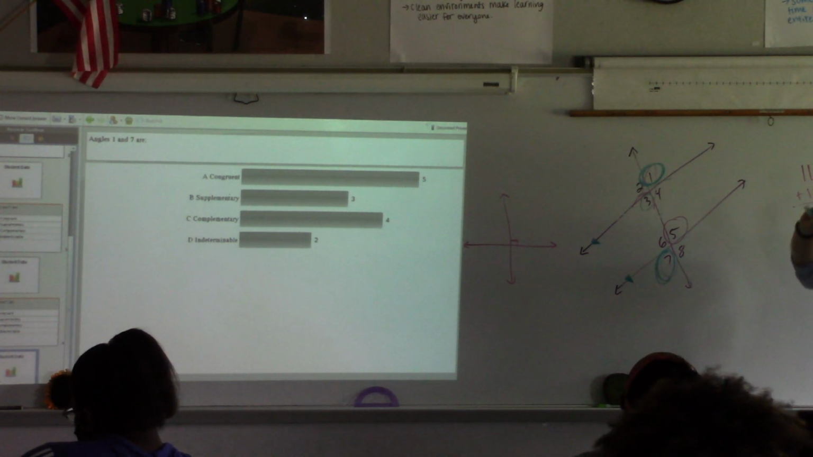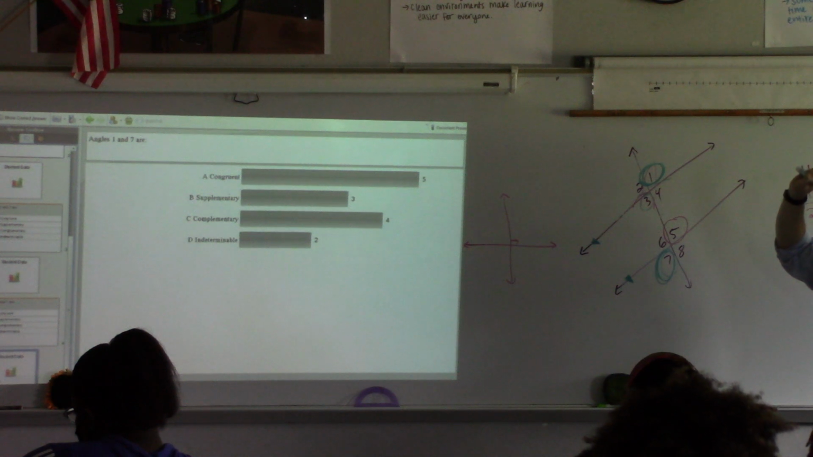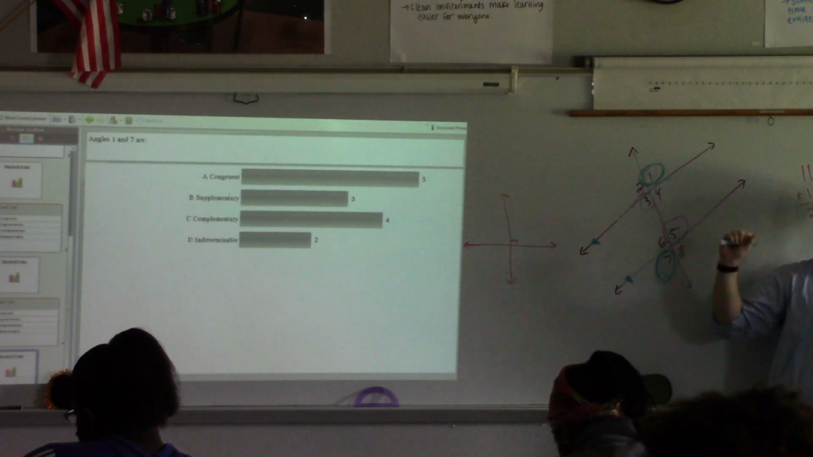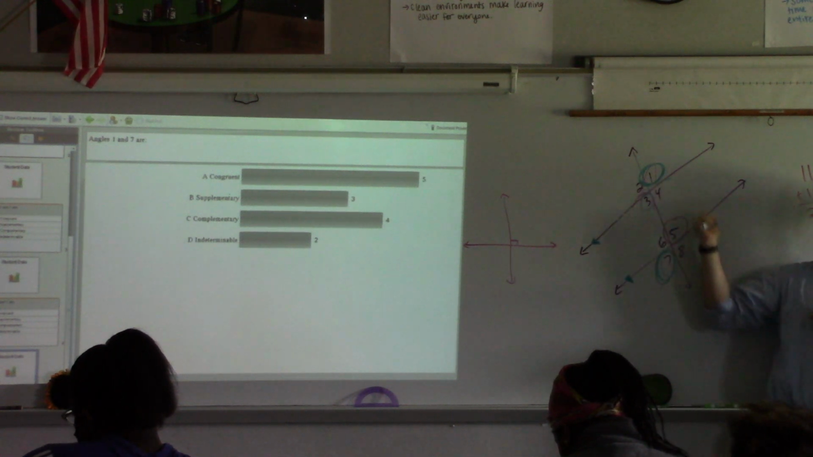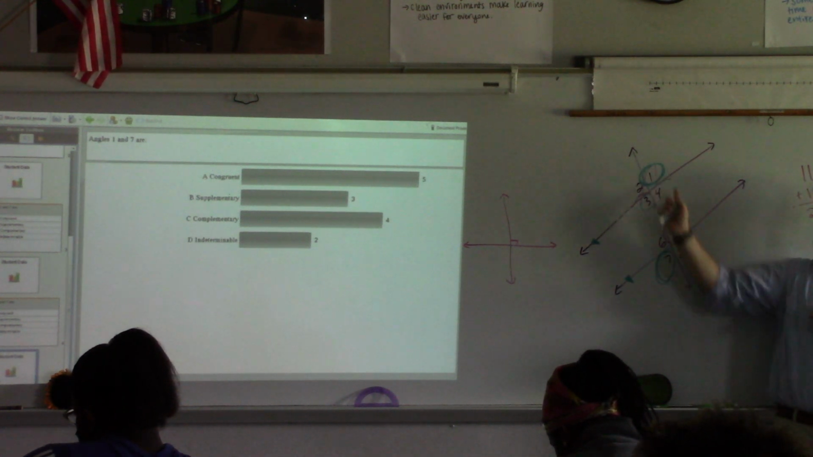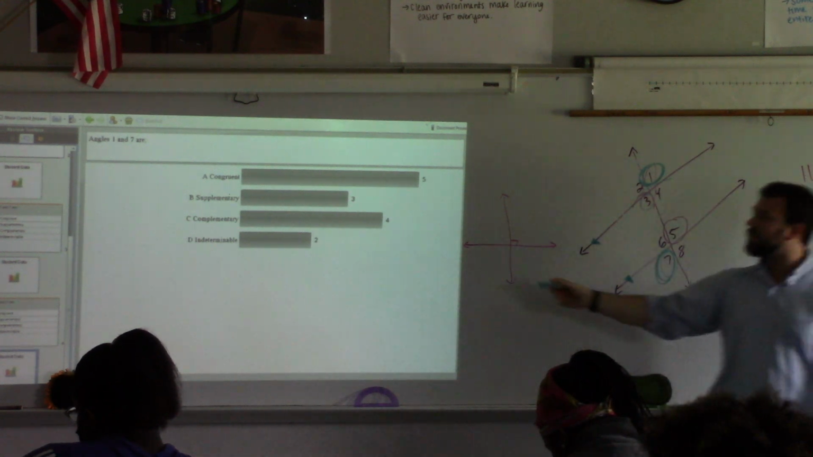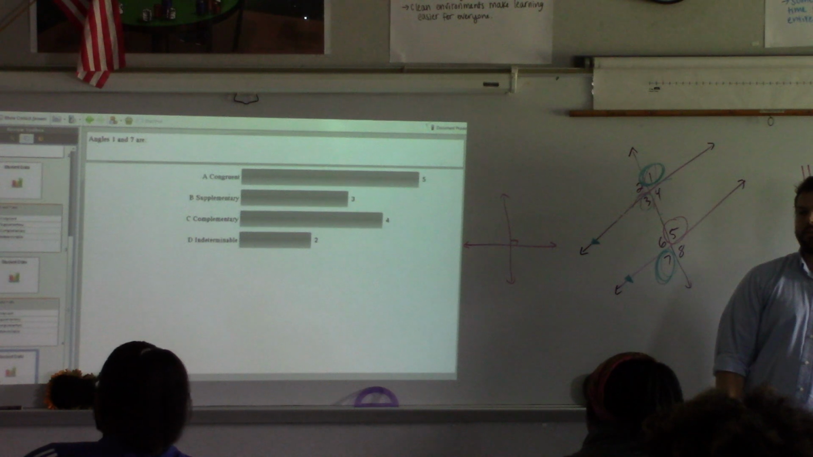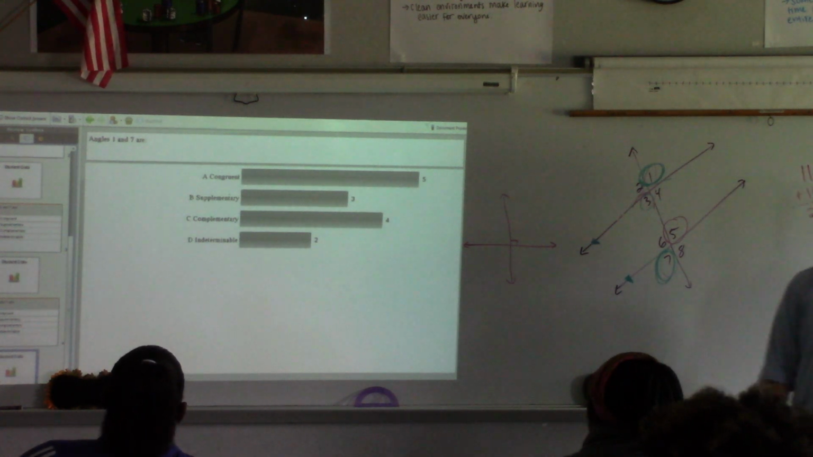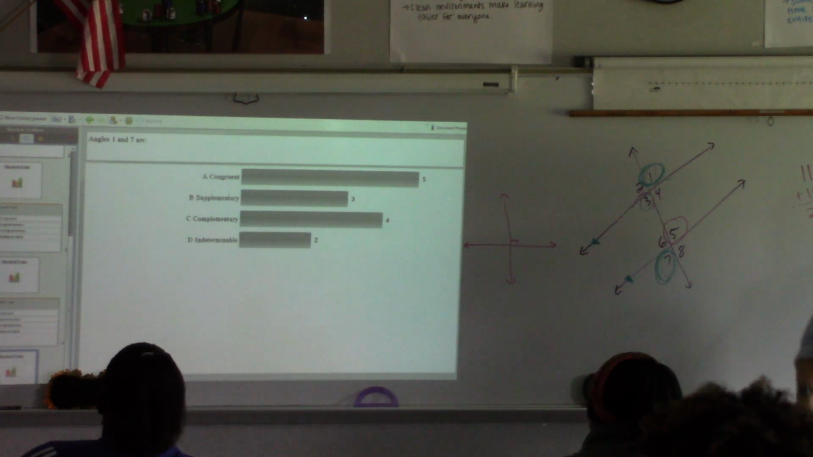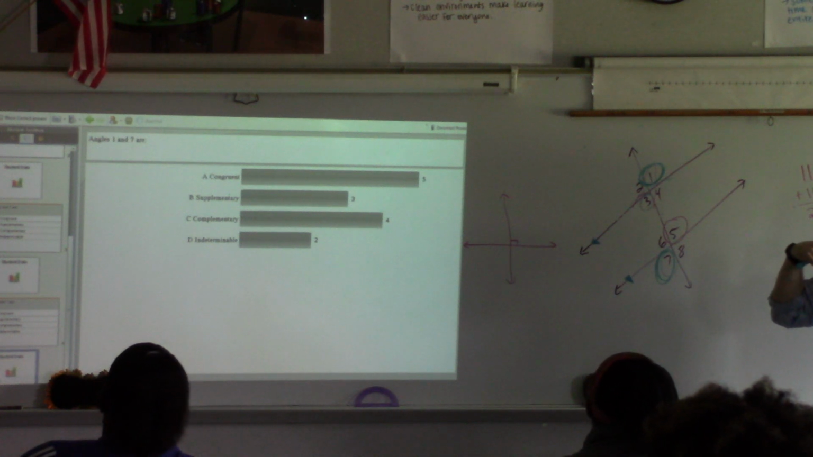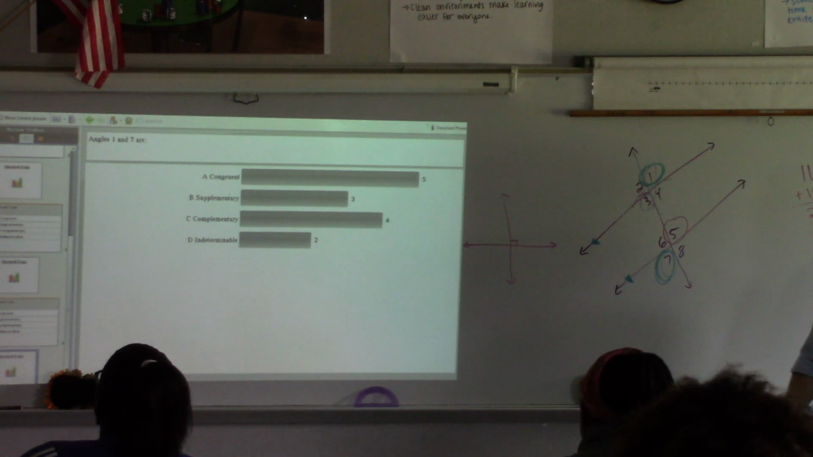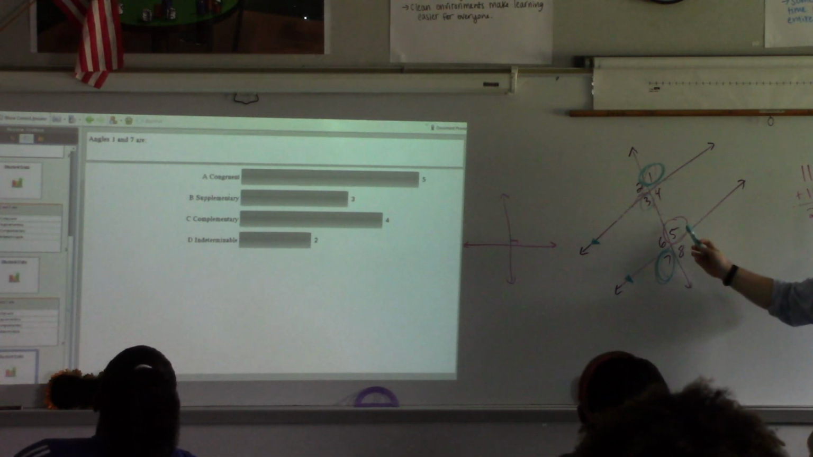Okay, so they are outside of the what? Outside of which lines? The parallel lines. They're outside the parallel lines, and they're on alternate sides of the transversal, but what I'm asking is, are they congruent, supplementary, complementary, or indeterminable? Supplementary. Okay, I hear supplementary, I hear congruent. A lot of us sound confident in what we're saying, but let's look at this a little bit. What do you know about angles 1 and 5?